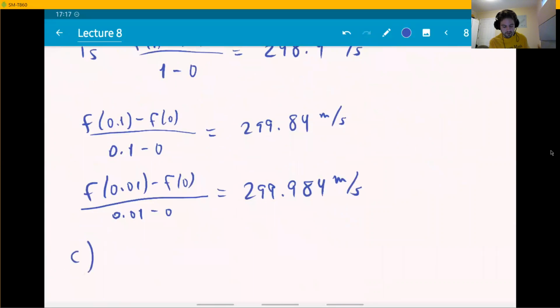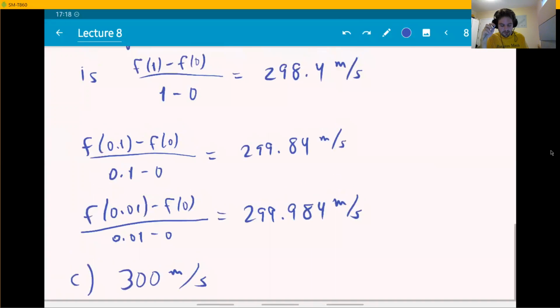The idea of this problem is to show us that the numbers that we found, because we were taking intervals closer and closer to 0, we can expect that the numbers are getting closer and closer to whatever the instantaneous velocity should be at 0. And we can see they're approaching the number 300 in this case.